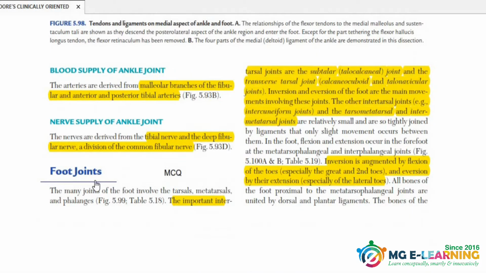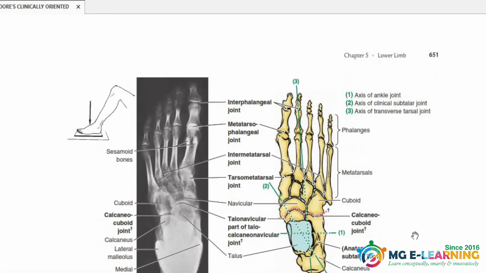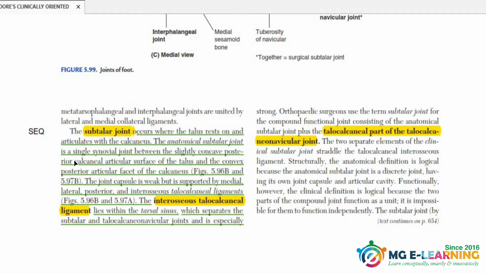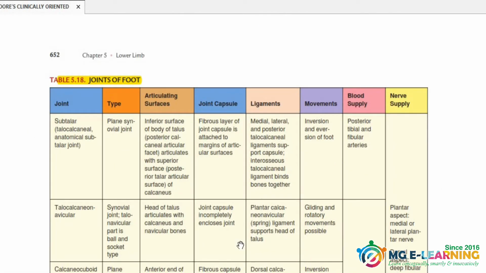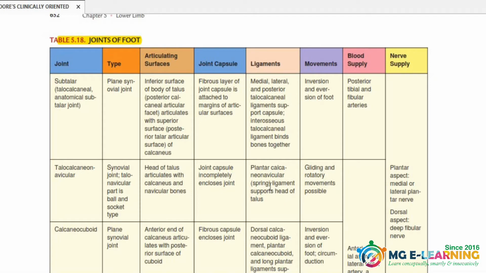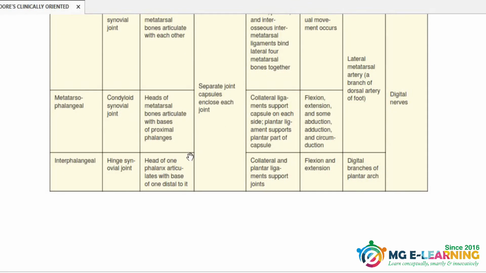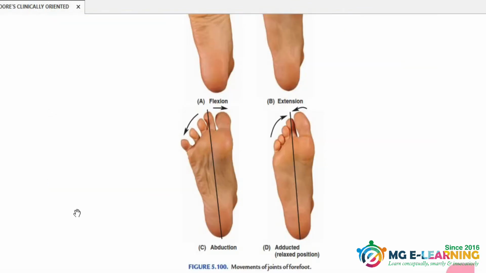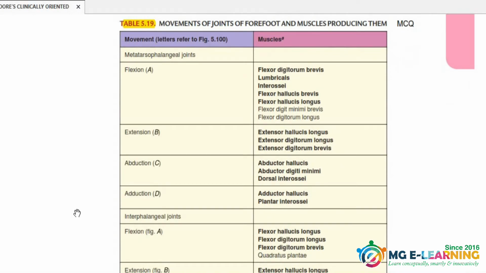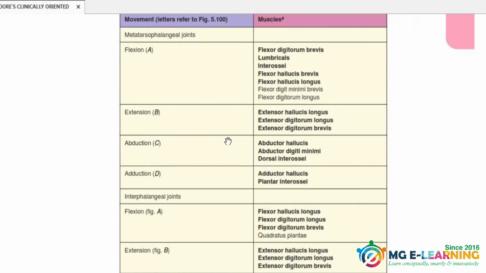Next one is the foot joints. Foot joints are not as important from the SEQ point of view. You have to know them for MCQs and conceptual understanding. All these highlighted with yellow are important points. Subtalar joint, it is important from the SEQ point of view, and you have to know all the ligaments involved. This table is important to see the joints of the foot. You have to know it from the MCQ point of view. Then this table is also important to see the movements of the joints of the foot.